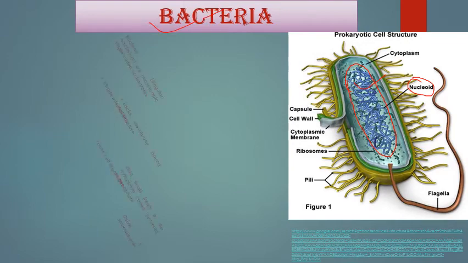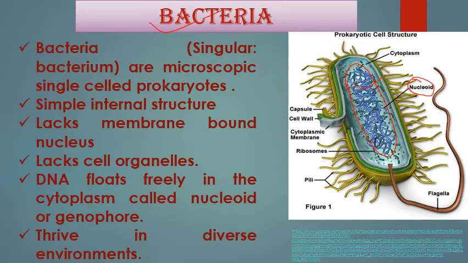Firstly, bacteria. So bacteria kya hai? Bacteria is a plural word, aur jo iska singular word hai, that is bacterium. Usko bacterium bolte hain hum. These are microscopic single-celled prokaryotes. Prokaryotes hain, single-celled hain, right? And they have a very simple internal structure. They don't have any sort of cell organelles which are found in eukaryotes. Sirf ribosomes hote hain isme.